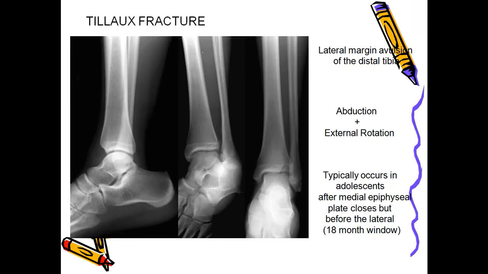Next one is the Tillaux fracture. You just need to remember the names and what that fracture is. That's all. Tillaux fracture is a lateral margin avulsion of the distal tibia. See here in this X-ray, you can see this lateral margin of the distal tibia is avulsed. This portion. So this is called Tillaux fracture. It is mainly due to abduction as well as axial rotation forces. Typically, it occurs in adolescents after medial epiphyseal plate closure, I mean, 18 months.